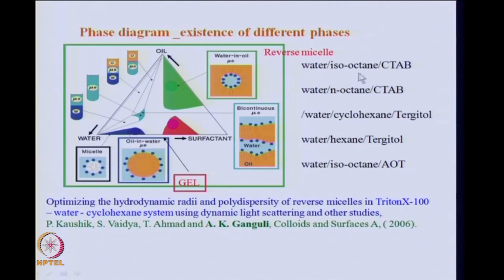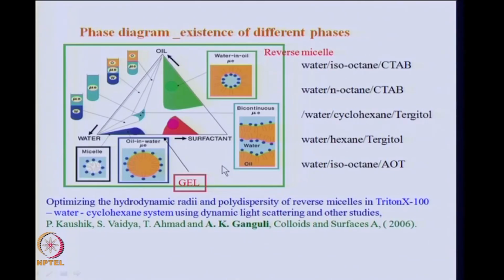isooctane is the non-aqueous medium, CTAB is the surfactant. There are different types of phase diagrams you can generate, and some phase diagrams are known in the literature, some you have to find out whenever you want to work. So, this kind of a ternary phase diagram is very important to know.